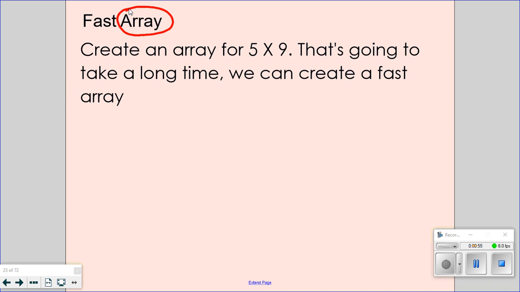Circle that word array. The big thing that we have to remember with array is exactly what Colby said. We are arranging our groups into rows and columns. Rows and columns.